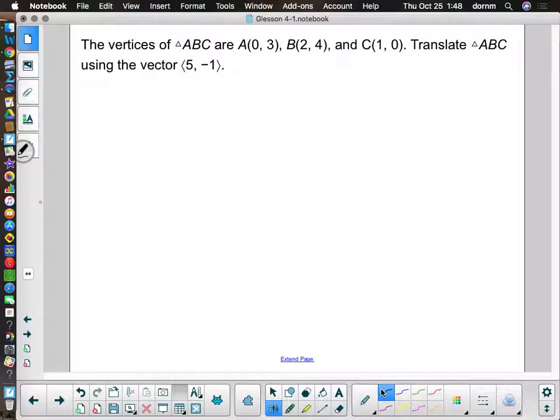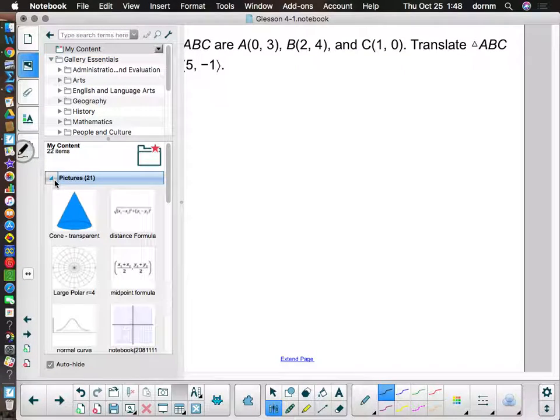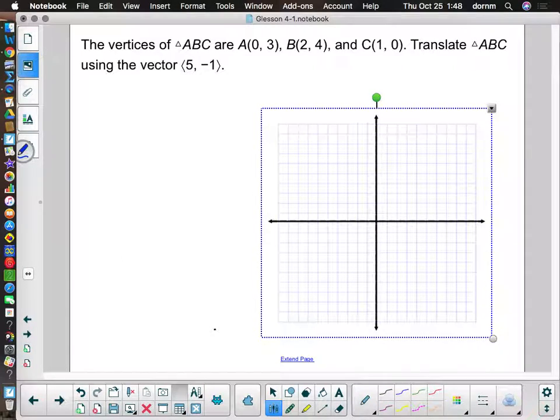Well, first off, let's take a picture of this. If you do this graphically, this would be relatively straightforward. My point A would be at (0, 3). My point B would be at (2, 4). And my point C would be at (1, 0). So there's my triangle ABC.